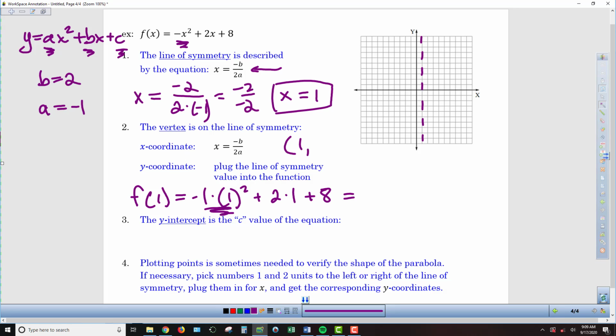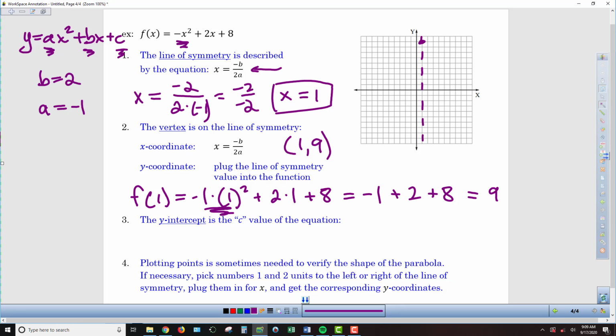So order of operations, 1 squared is 1, times negative 1 is negative 1, plus 2 times 1 is 2, plus 8. If we finish out the arithmetic here, negative 1 plus 2 is 1, 1 plus 8 is 9, and so we've got our y-coordinate of the vertex, 1 comma 9. So I'm going to go up here and make a dot.